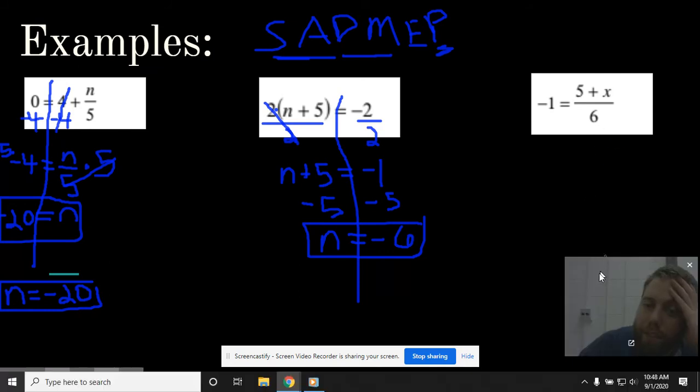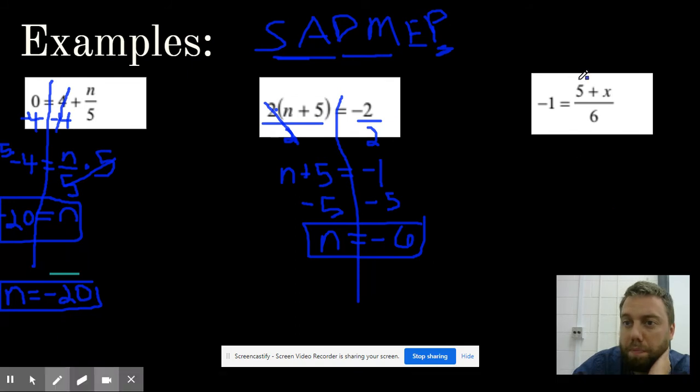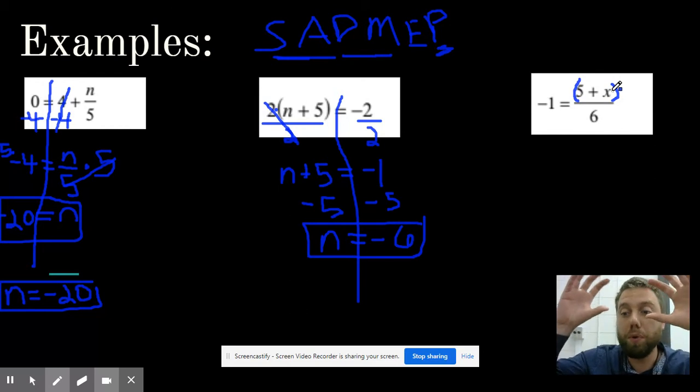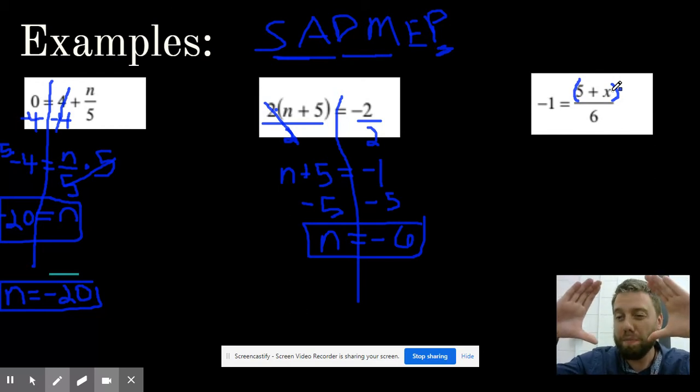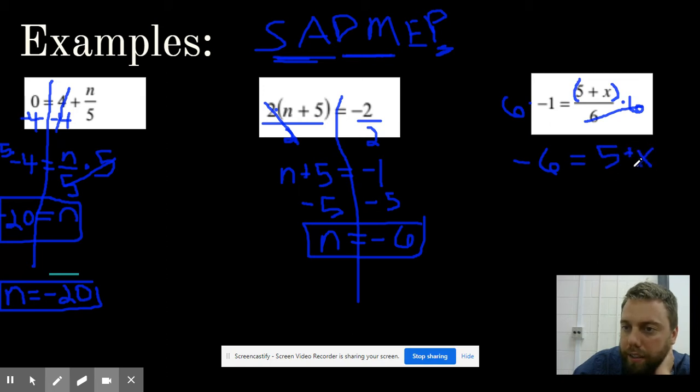Our last problem here is a bit unique because it's not as obvious that there is parentheses here. Though you can't see them because it's all in the numerator, the top of the fraction, they're in parentheses. So instead of adding or subtracting first, we're going to move to multiplication, division. It's divided by 6, so we're going to multiply by 6. The 6's cancel out, giving us negative 6 equals 5 plus x.